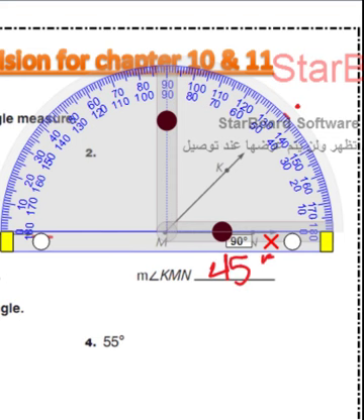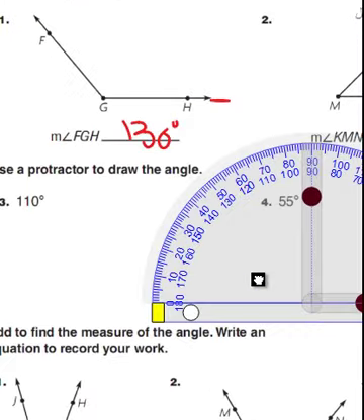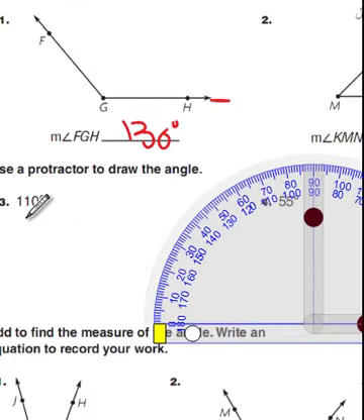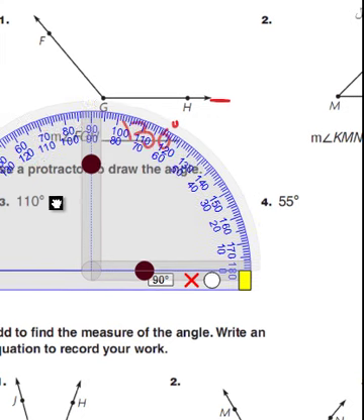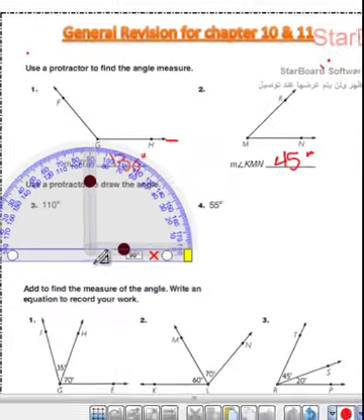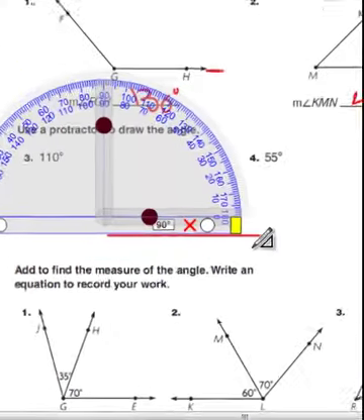Use a protractor. He wants me to use the same protractor to draw an angle. The first one, 110 degrees. And you have done it before. Use your protractor to draw a ray exactly like this.